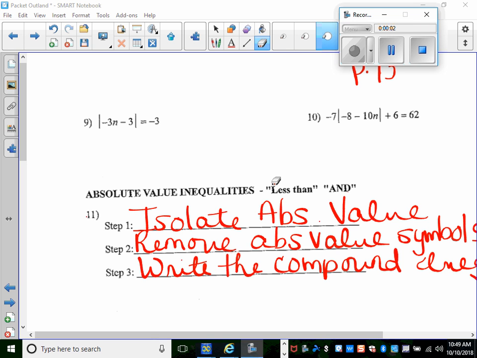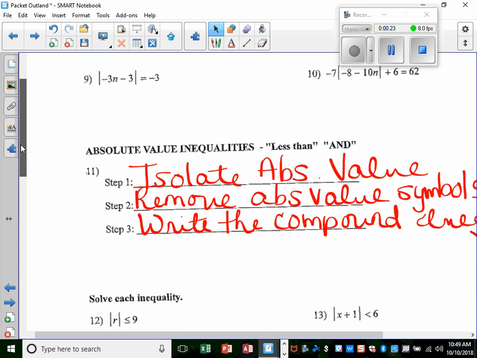You're going to see words like less than and. So we talked about compound inequalities last class, and we said that if it's an and statement, that's the intersection, and if it's an or statement, then that's going to be the union. So we're going to start with and first, but these are going to be absolute value inequalities.